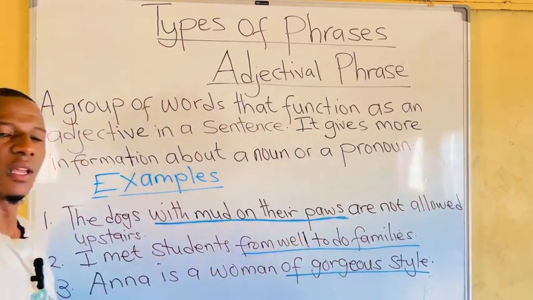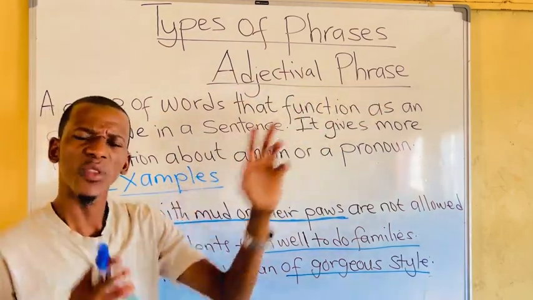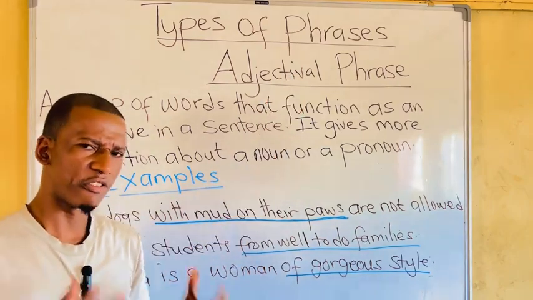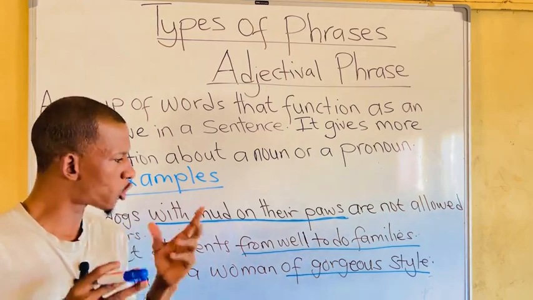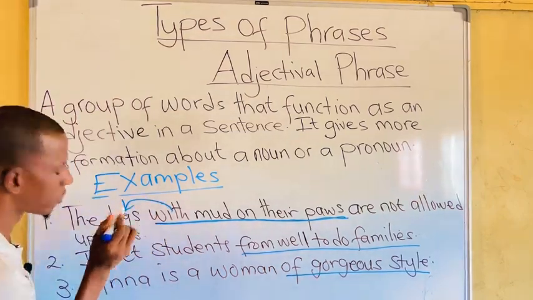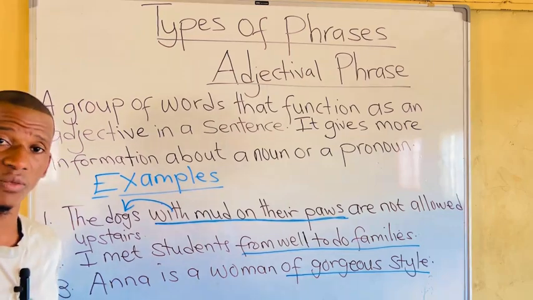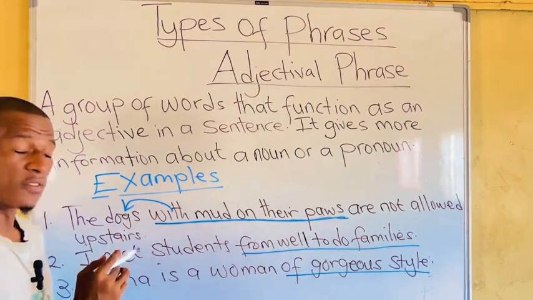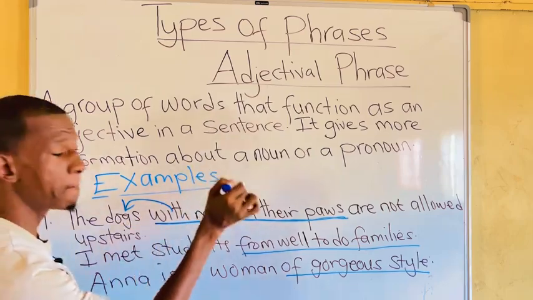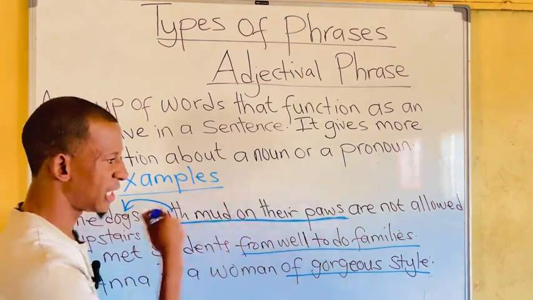Now this group of words underlined is an example of an adjectival phrase. Why do we consider this group of words as an adjectival phrase? We consider it an adjectival phrase because they are focusing on the noun dogs. Because it is the dogs that are with mud on their paws. So if I read here, the dogs with mud on their paws, if I ask you, what is with mud on their paws in this group of words?